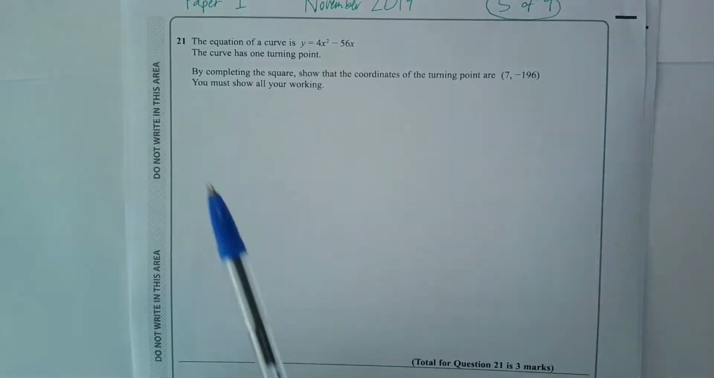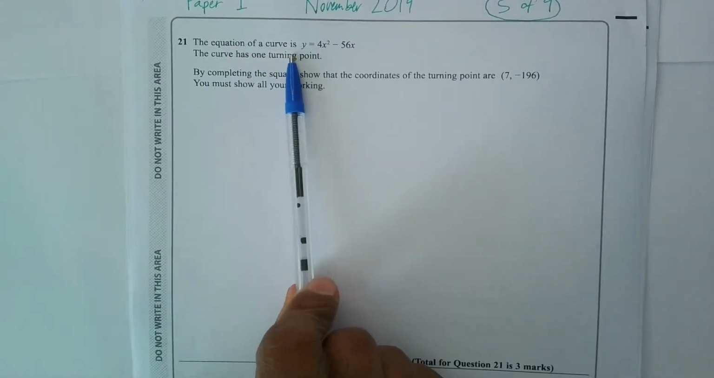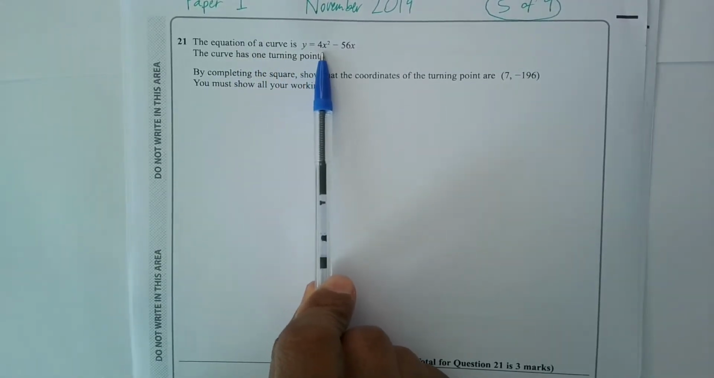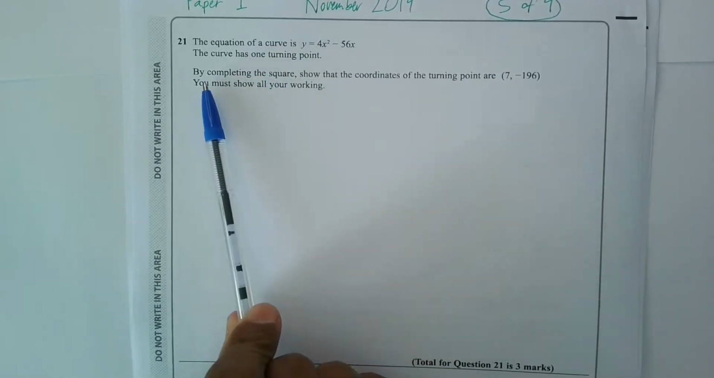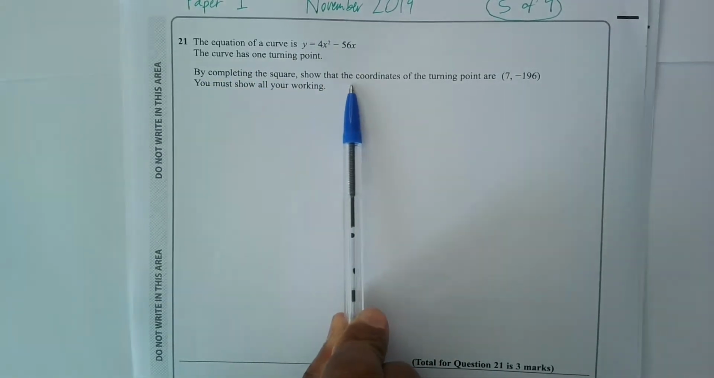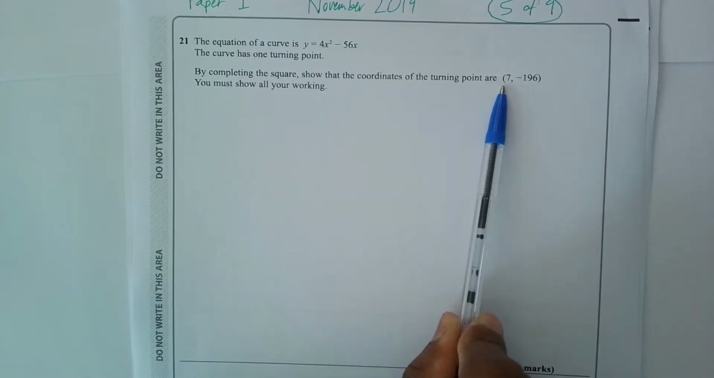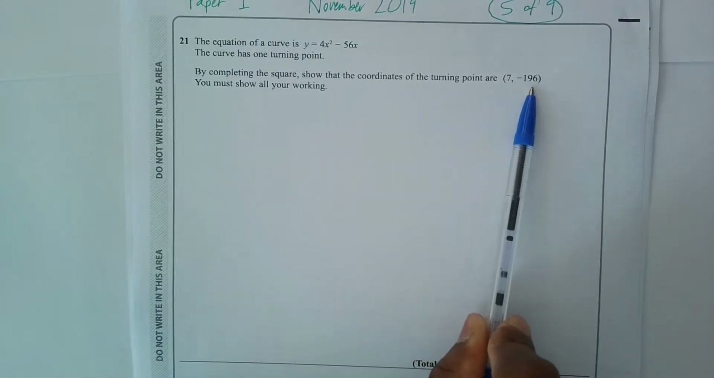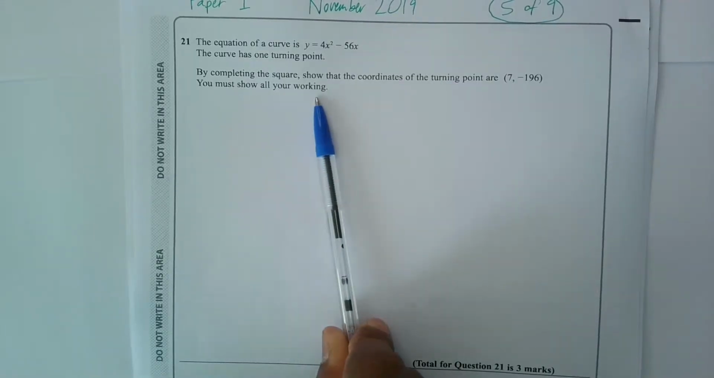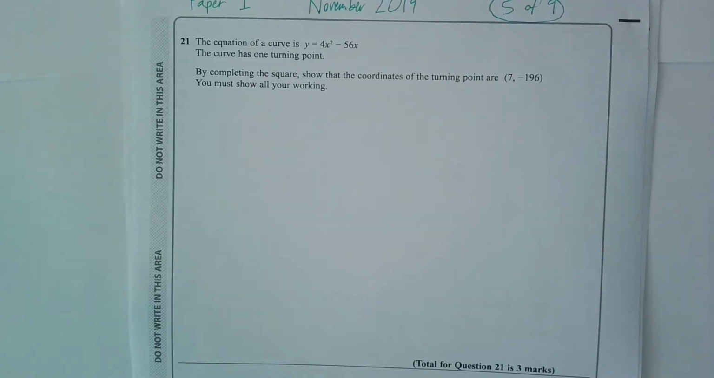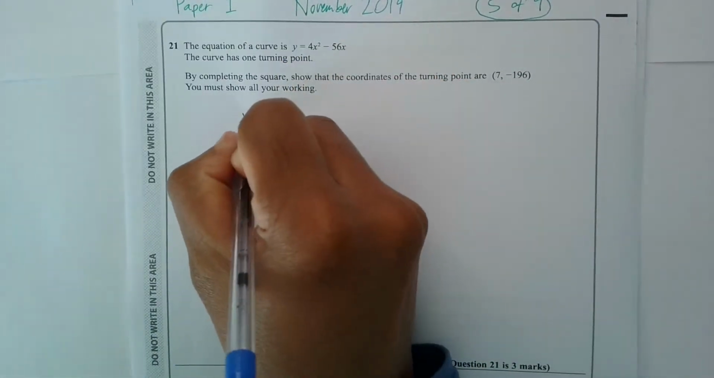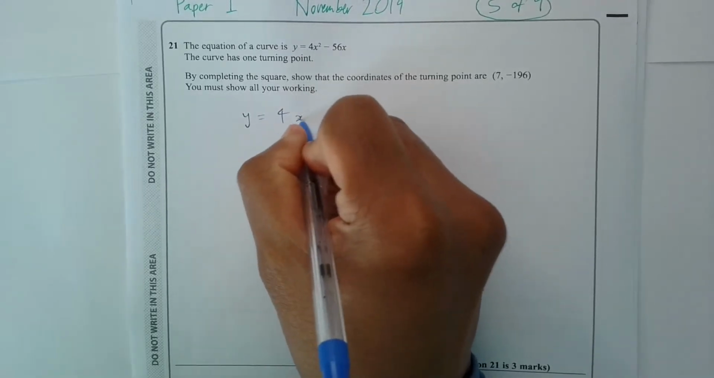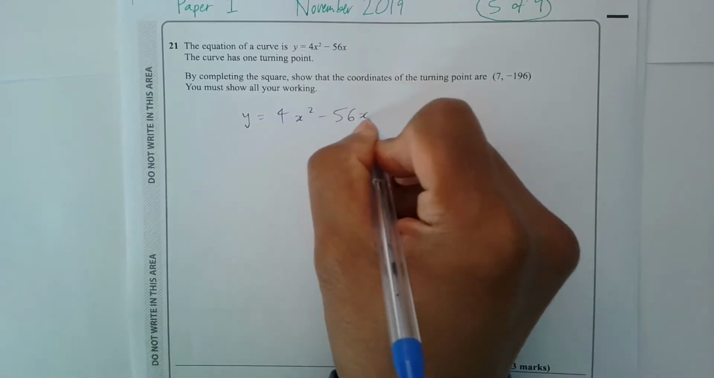Okay, so this question reads as: the equation of the curve is y equals 4x squared take away 56x. The curve has one turning point. By completing the square, show that the coordinates of the turning point are 7, minus 196. You must show all your working. So for this question, it's slightly different from what we've done before. So I'm just going to rewrite the equation out first. So y equals 4x squared minus 56x.